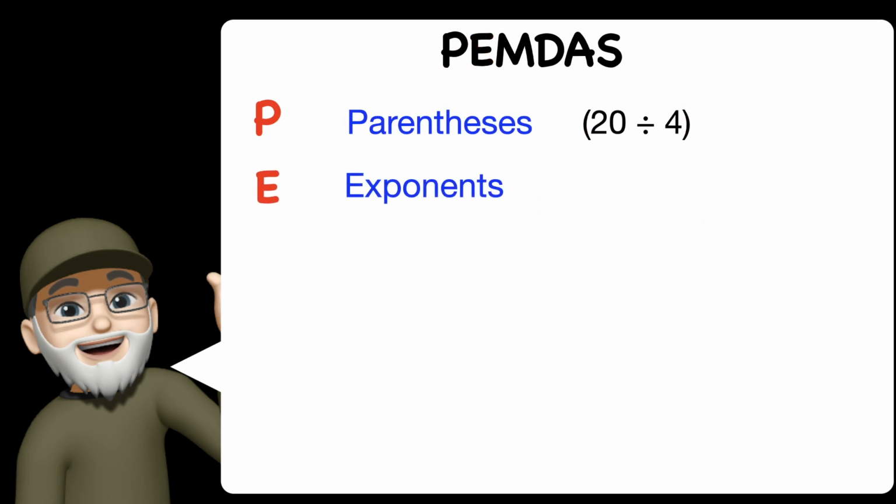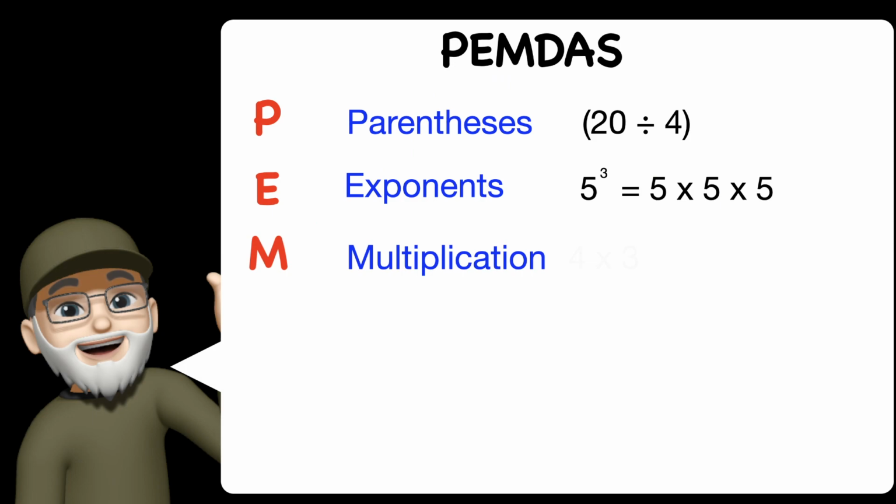The E in PEMDAS stands for exponents. For example, 5 to the third power, the little 3 that you see above the 5 is an exponent. And that means that you would have to take 5 and multiply it 3 different times. M stands for multiplication, for example, 4 times 3. Remember that you sometimes will have 4 dot 3, which also means 4 times 3, or if you have the factors side by side with one of them in brackets, and it doesn't matter which comes first.